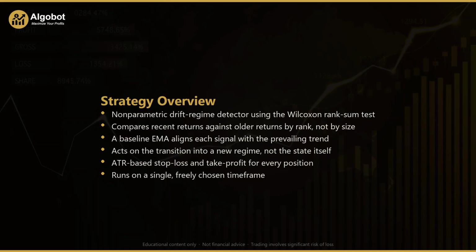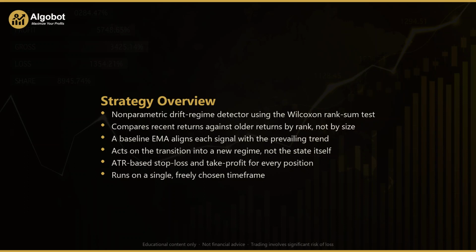Instead of measuring how big the returns are, it ranks them by order, so it detects a genuine location shift while shrugging off outliers. The strategy works by comparing two adjacent windows of returns. The older window represents the prior regime, and the most recent window represents the emerging regime. All of those returns are pooled together and average ranked, and the strategy then measures whether the recent group tends to sit higher or lower in the combined ranking. That comparison is standardized into a single z-score. A positive z-score means recent returns rank higher, hinting at an upward drift shift. A negative z-score means recent returns rank lower, hinting at a downward drift shift.